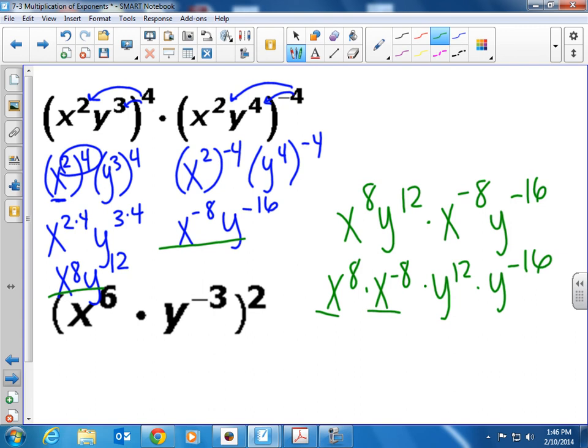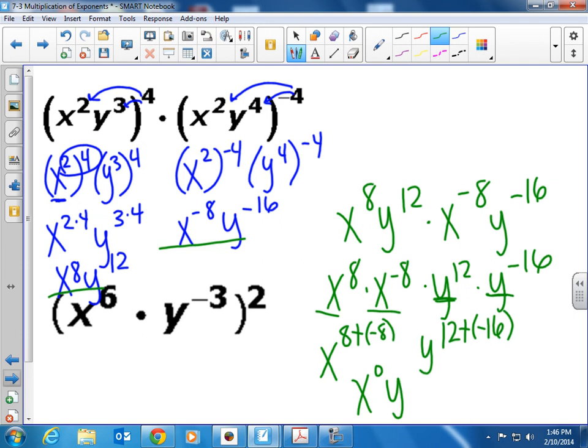X to the 8th and x to the negative 8th. I see my base of x, so I'm going to write it one time, and I'm going to add their exponents together. 8 plus negative 8 is 0. Now I see my base of y, so I'm going to write y, and I'm going to add those together. 12 and negative 16, and I get negative 4. Okay, now I'm going to simplify this. We know we can't leave our answer with 0 exponents or negative exponents. X to the 0 is 1. Y to the negative 4th has to be rewritten with the 4 in the denominator of the fraction. So 1 over y to the positive 4th, that's our answer.